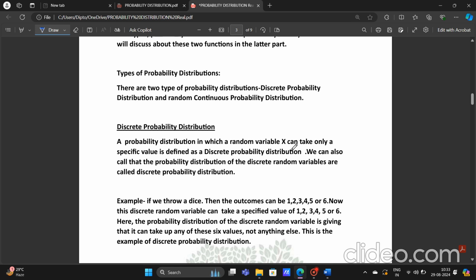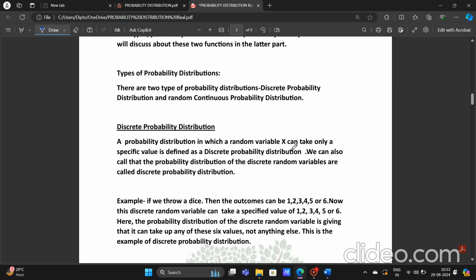If we want to represent the probability distribution of a discrete random variable, we can take the example of dice throwing. Here the probability distribution of the discrete random variable shows that it can take any of these 6 values, not anything else. If we throw a dice, you will get only one of these 6 values, right? You won't get anything else. So this is the example of discrete probability distribution.